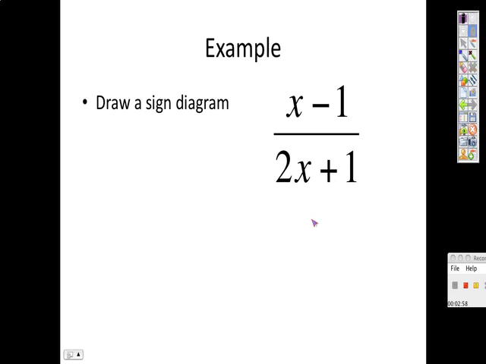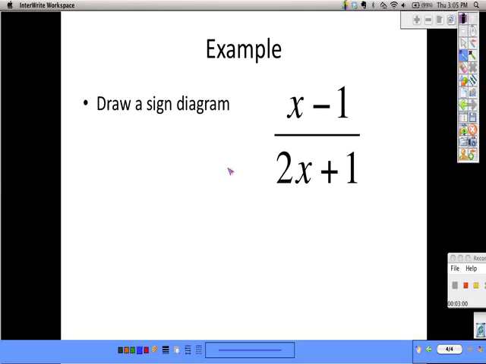So here we have a function. We want to draw a sign diagram. Well, the things that go on the sign diagram are the zeros. And the zeros for this function would be where the numerator is equal to 0. That's when x is 1. And also the vertical asymptotes, which is where the denominator equals 0. It's where the function is undefined. So x is equal to negative 1/2.